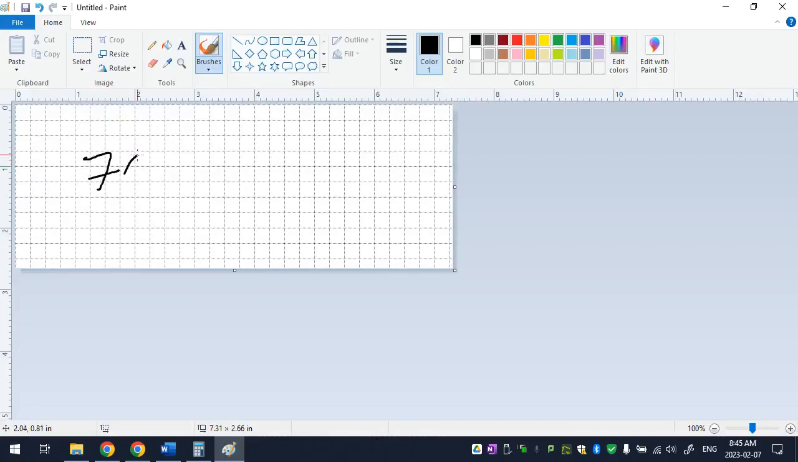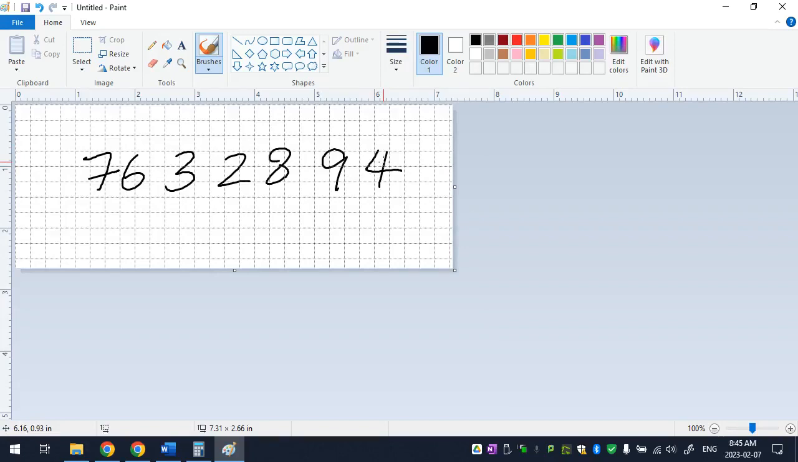7, 6, 3, 2, 8. Keep going, 2 more digits. 9, 4. I can tell you right now if this number divides by 3 or if it doesn't. Do you know what the trick is? Add the digits. All right, let's do that.